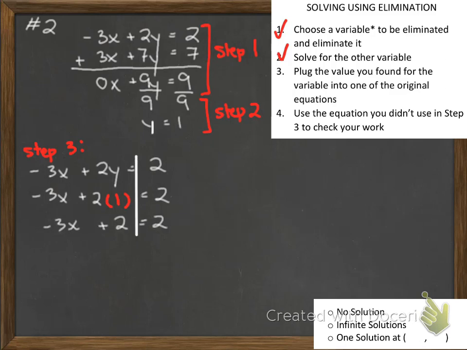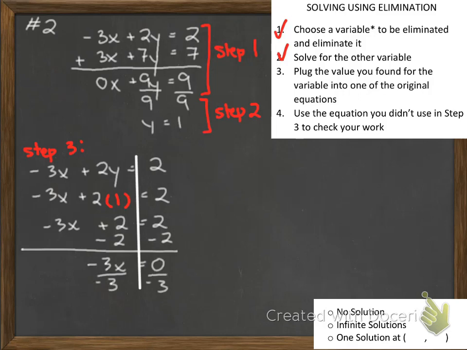Remember, it's always a good idea to draw that vertical line through your equal sign so you don't lose track of the 2 sides of your equation. I'm going to subtract 2 from both sides of the equation. You get negative 3x is equal to 0. Divide both sides by negative 3, and I get x is equal to 0. So again, we have y equals 1, x equals 0, but we haven't done the most important step of all, which of course is to check our work.